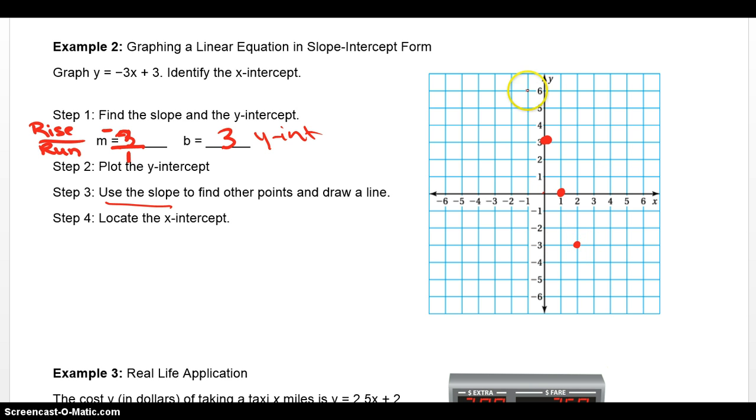Okay, then you're going to draw a straight line, so use a straight edge, unlike me right now, and draw a straight line, and then you can predict other points that it will go through. Okay, step 4, it actually asks, if you look up to the top here, it said identify the x-intercept. So where does this line cross the x-axis? If I look over here, here's my x-axis, where does it cross? At what point?